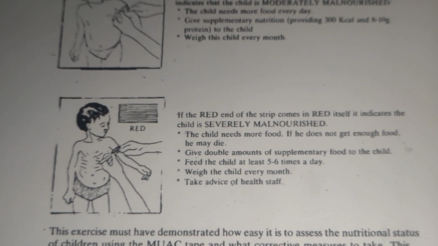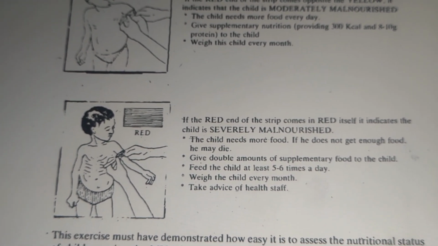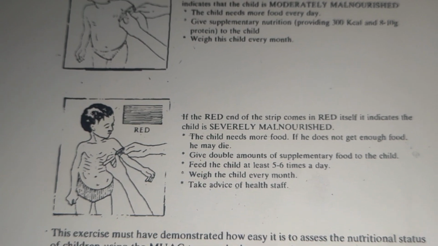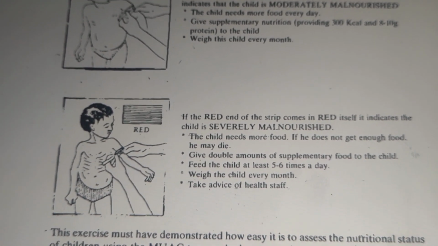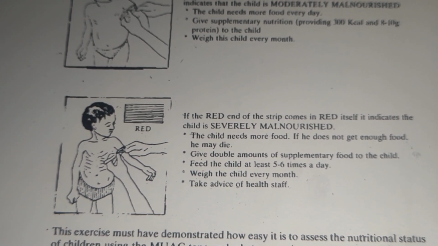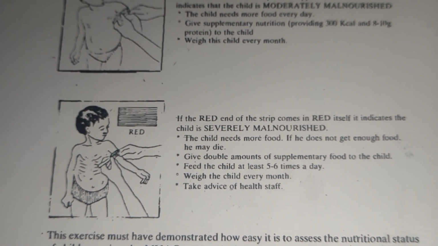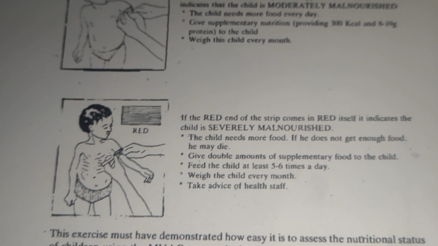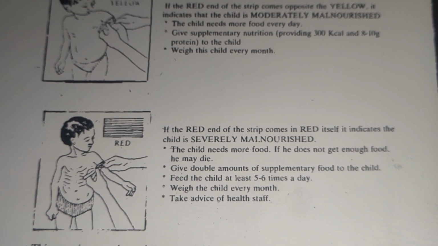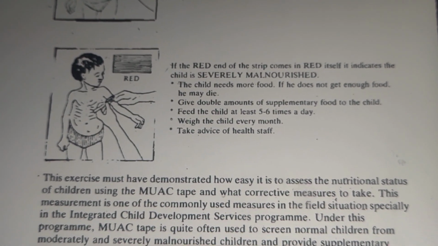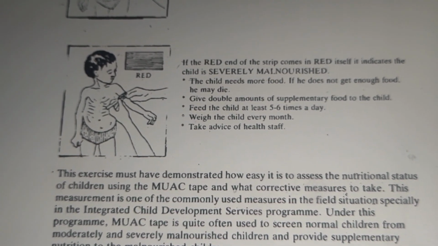And if the red end of the strip comes in contact with the red, then it shows that the child is severely malnourished. The child needs more food and has to be given supplementary food at least 5 to 6 times a day. The weight should be checked every month. And you also have to take the doctor's advice, because there is a chance of death because of severe malnourishment.